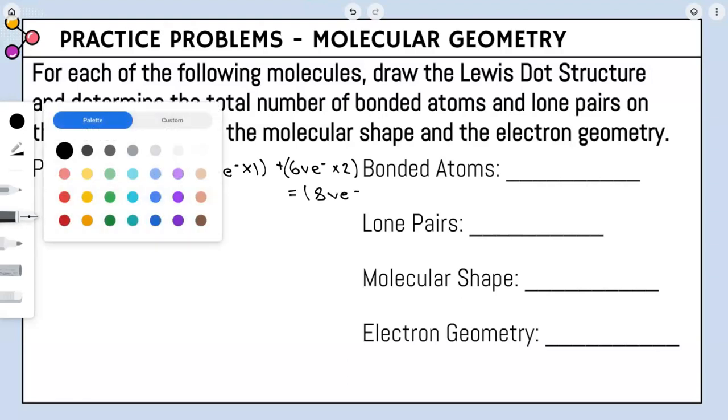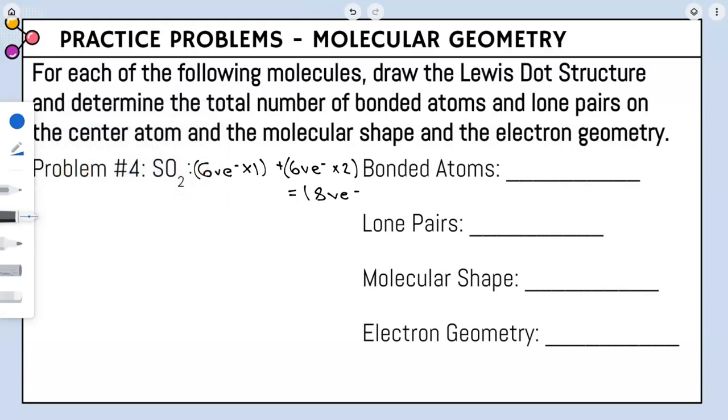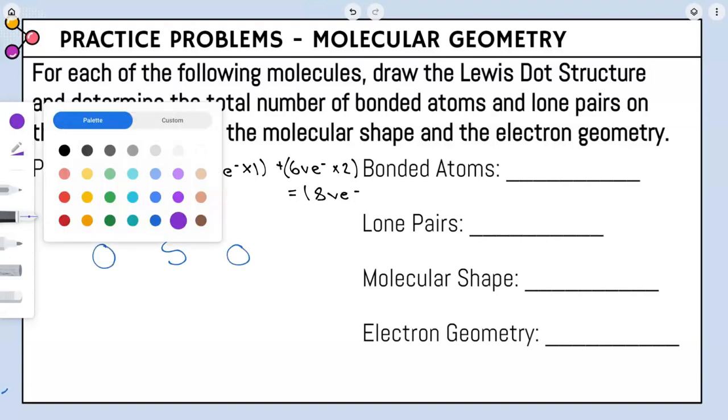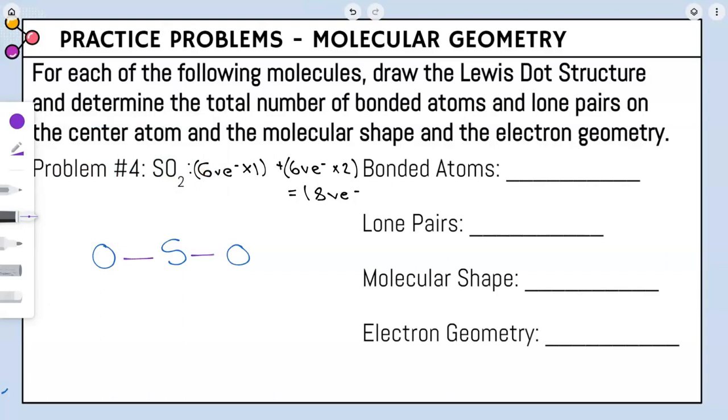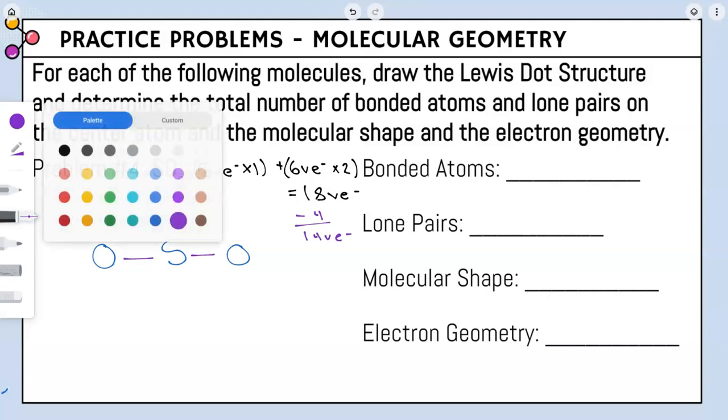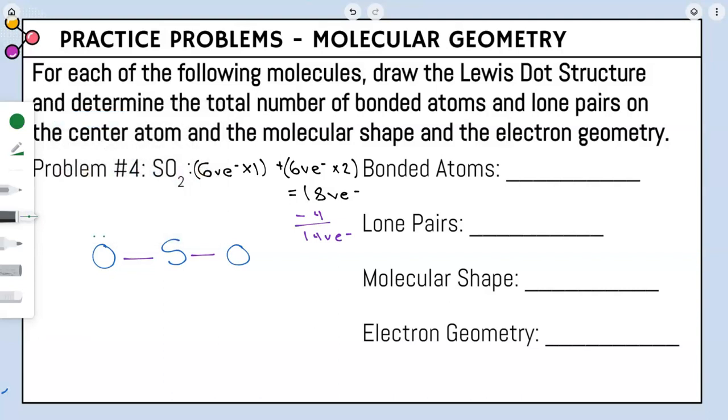So now that we know the number of valence electrons, we can go ahead and do our arrangement. We know sulfur is going to be in the middle, and our oxygens are going to be surrounding it. Let's go and connect them. We made 2 bonds, therefore we used 4 valence electrons. So we have 14 valence electrons left over. That means we're going to have 14 dots. Starting with our surroundings first, 1, 2, 3, 4, 5, 6, 7, 8, 9, 10, 11, 12, 13, 14.